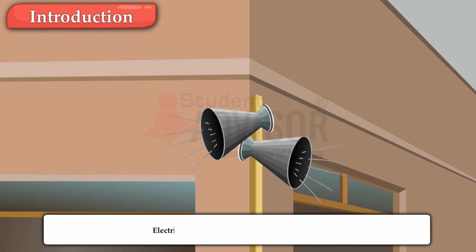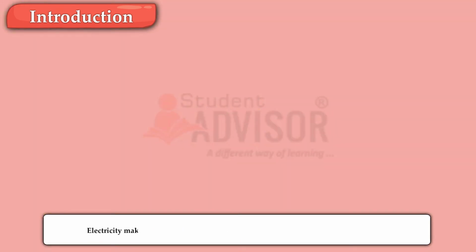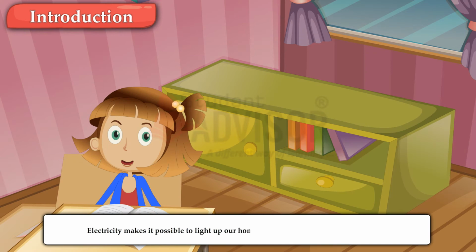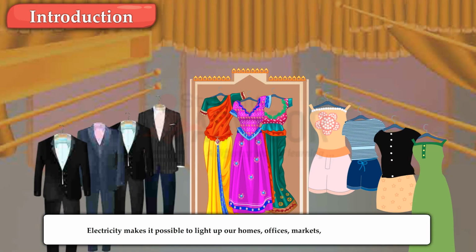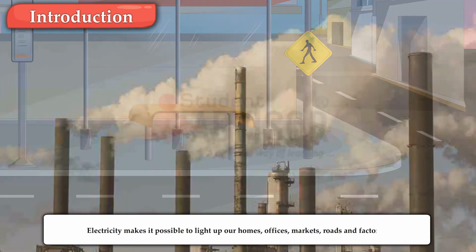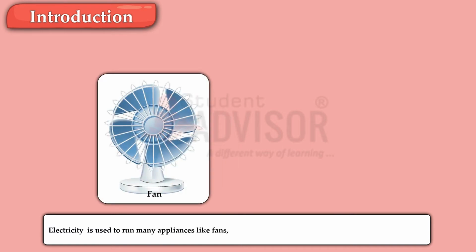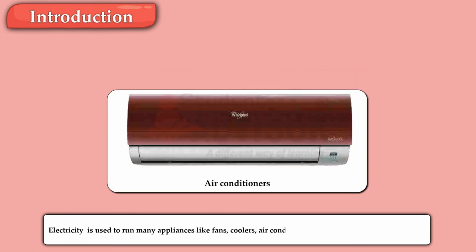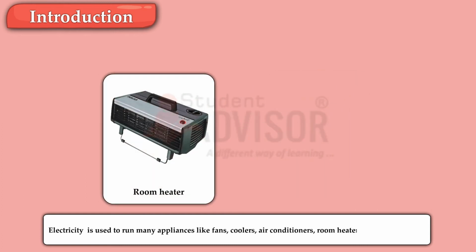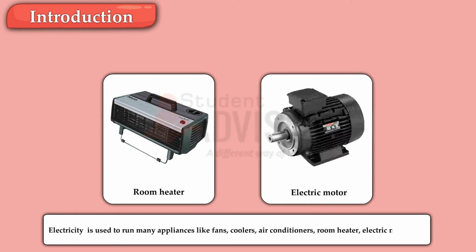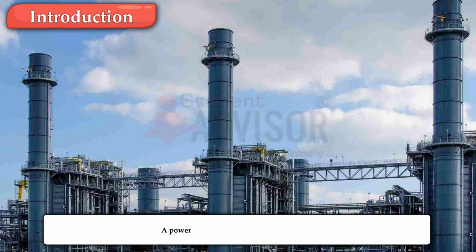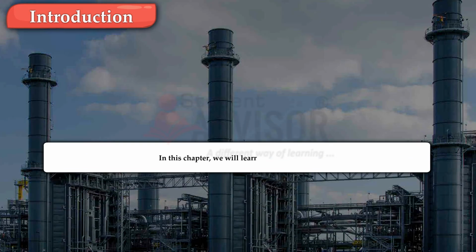Electricity is used for lighting purposes. Electricity makes it possible to light up our homes, offices, markets, roads, and factories. Electricity is used to run many appliances like fans, coolers, air conditioners, room heater, electric motor, etc. A power station provides us with electricity. In this chapter, we will learn more about electricity.